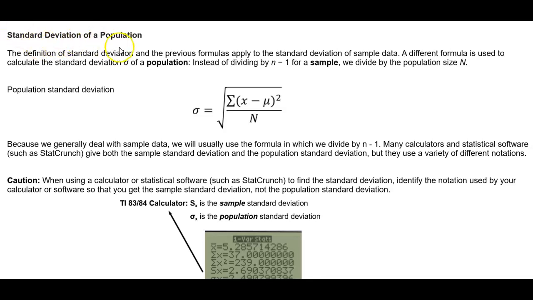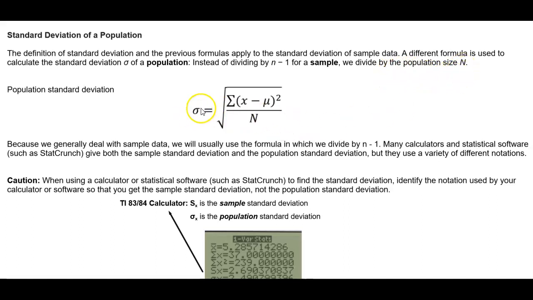Standard deviation of a population. The definition of the standard deviation in the previous formula is applied to the standard deviation of sample data. Now, a different formula is used to calculate the standard deviation of a population. Instead of dividing by n-1 for a sample, we divide by the population size, capital N.